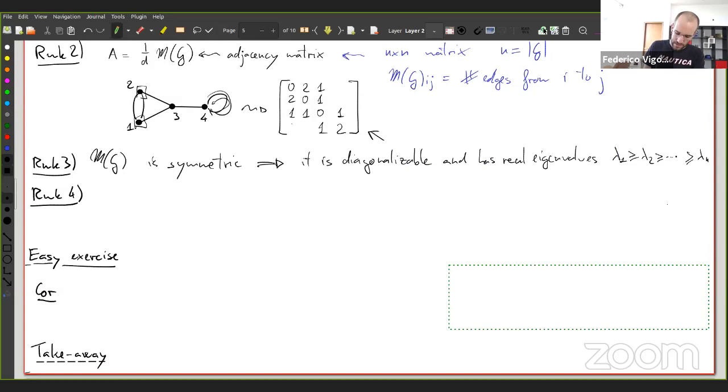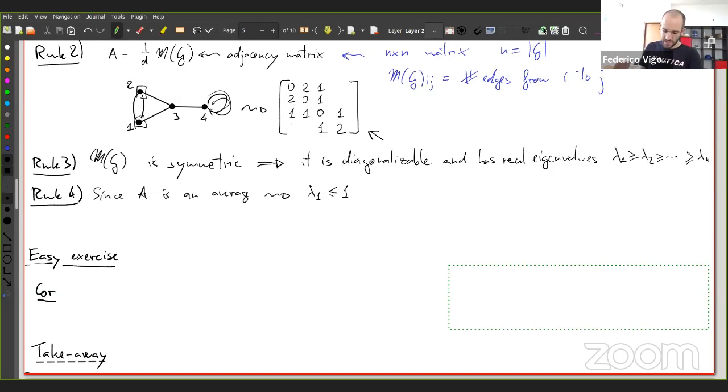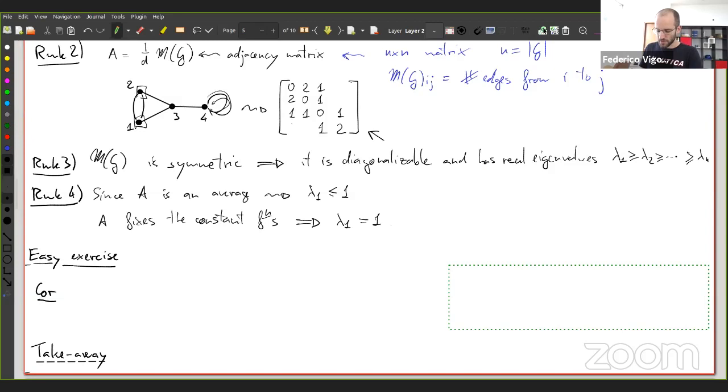Now note that since A is an average, it is easy to check that the largest eigenvalue is at most 1. If you're just taking the average of things, you cannot increase the norm of your vectors. Moreover, A fixes the constant functions. And therefore, we deduce that lambda 1 is equal to 1. And now, as an easy exercise, that is one of the exercises. By the way, I sent to the organizers the list of exercises for this mini course, so you can probably find them on the website.